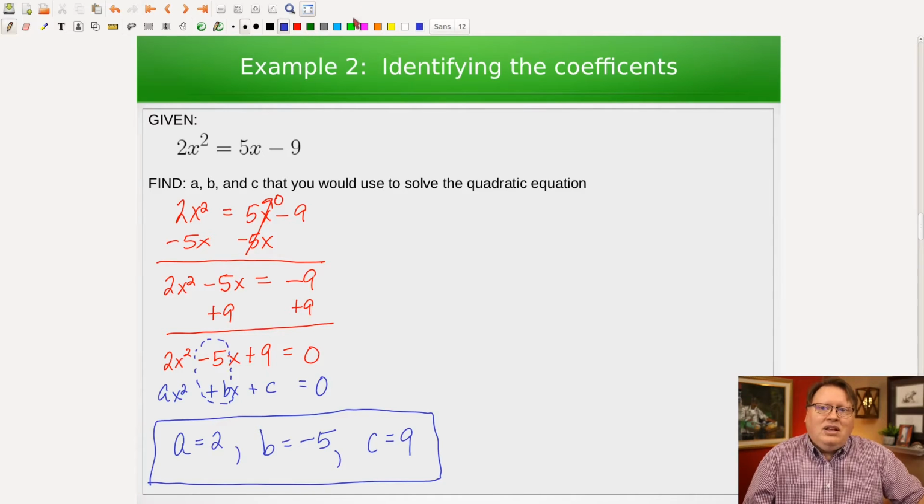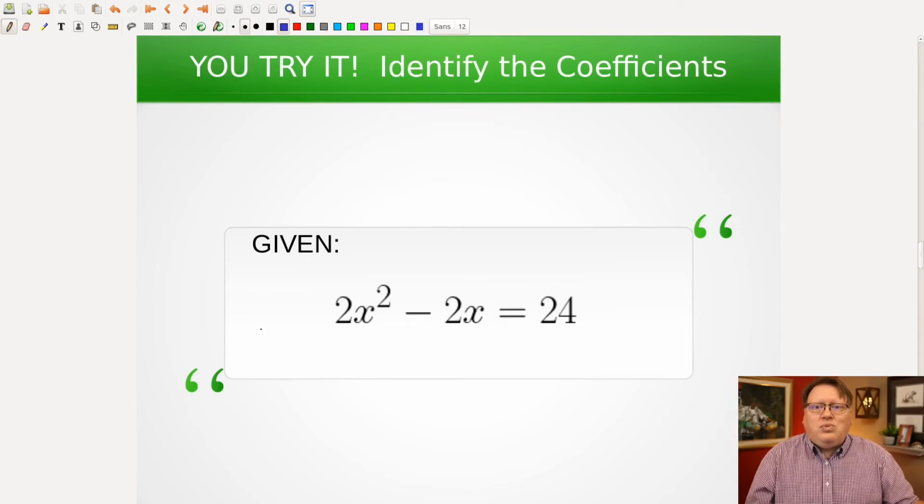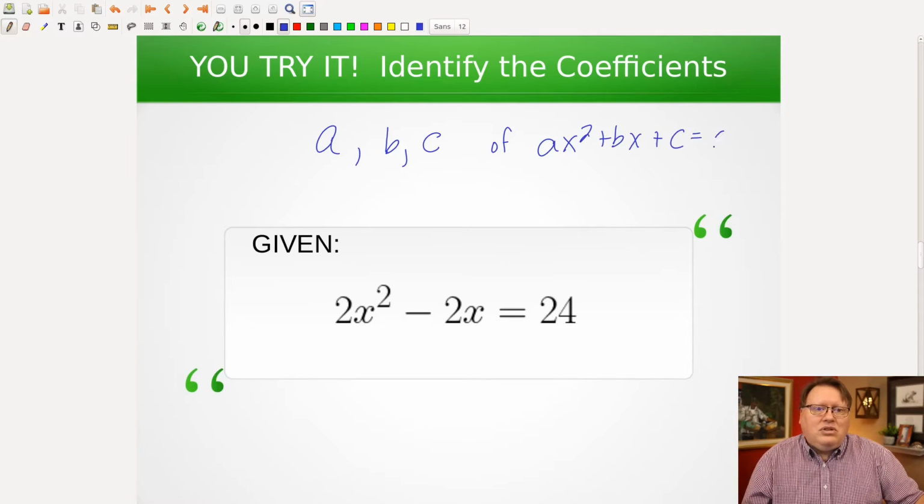All right, so let's move on. This is one for you to try. I want you to identify the coefficients, and by coefficients, we're saying the a, the b, and the c of ax squared plus bx plus c is equal to 0. So I want you to do what we just did on this equation. So if you can, just pause the video, find your answer, pull the coefficients a, b, and c. Remember, everything has to be equal to 0 before you pull the coefficients, and then hit play and check your answer. So pause the video now.